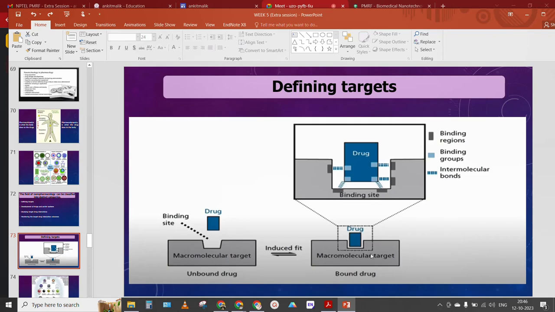In defining targets, have you ever heard of binding sites? One is targeting and one is the binding site. We have to prepare some drugs in particular shapes that will go and target specific and particular binding sites. Here we have a macromolecular target with unbound drugs. This drug will come and attach to this particular binding site. This attachment is composed of different groups, such as binding regions, binding groups, and intermolecular bonds. The bonds formed between the target and the drug are called intermolecular bonds between the drug and the particular binding sites.